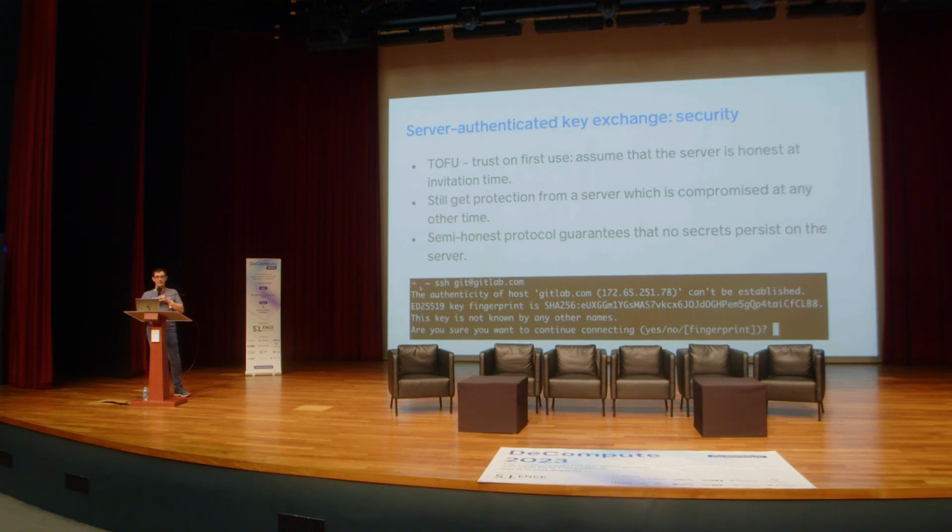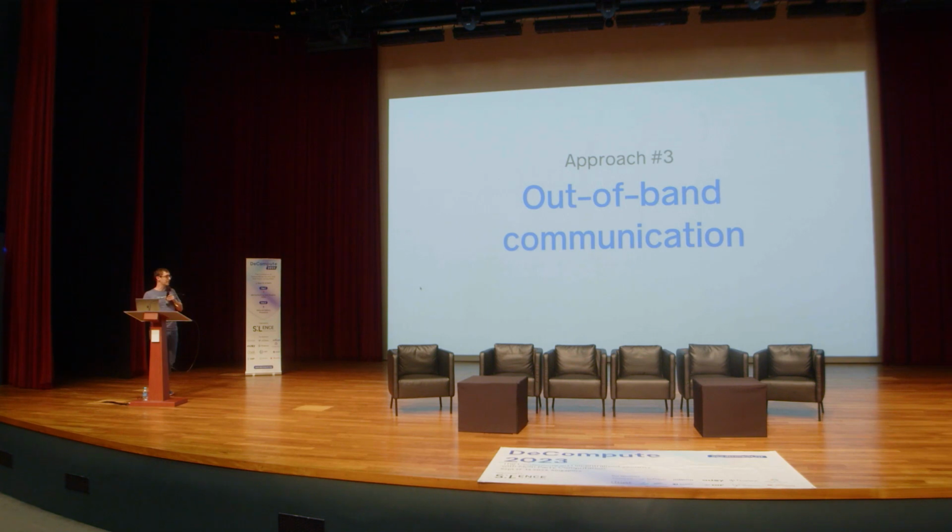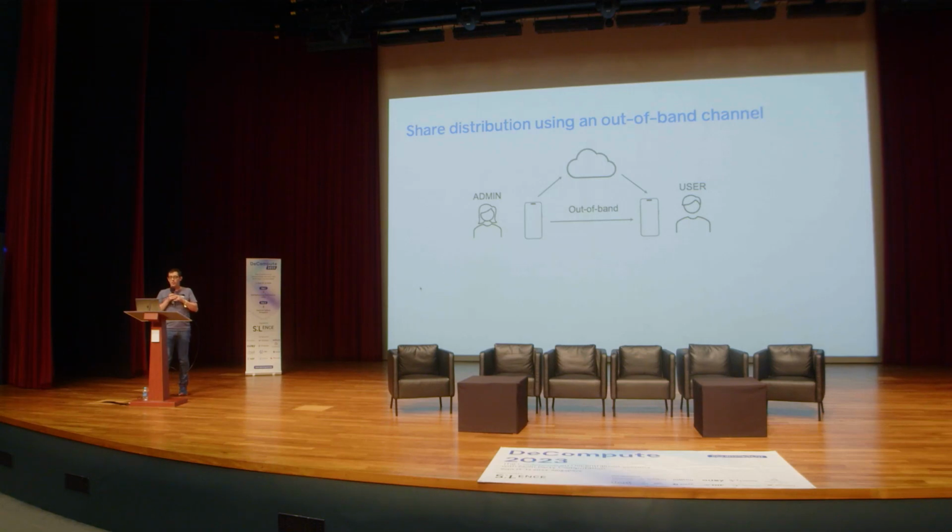That's unauthenticated key exchange. And the third one that I want to discuss is, what happens if we do authenticated key exchange, and we allow some out-of-band communication? What I mean by that is we assume that the admin and the user share some communication channel that is outside of the control of the wallet provider. Think of something like the admin sending them a text message, or a message on Signal or WhatsApp.